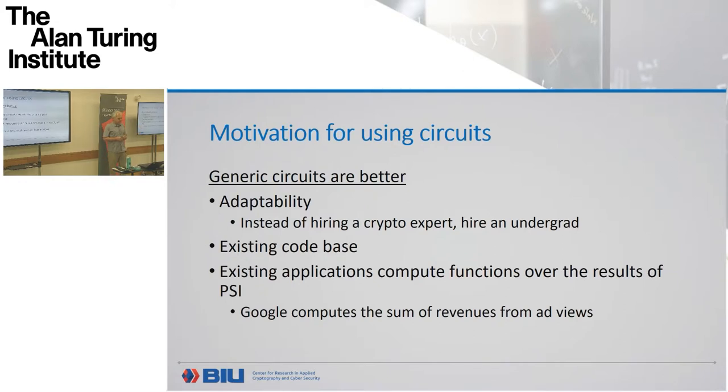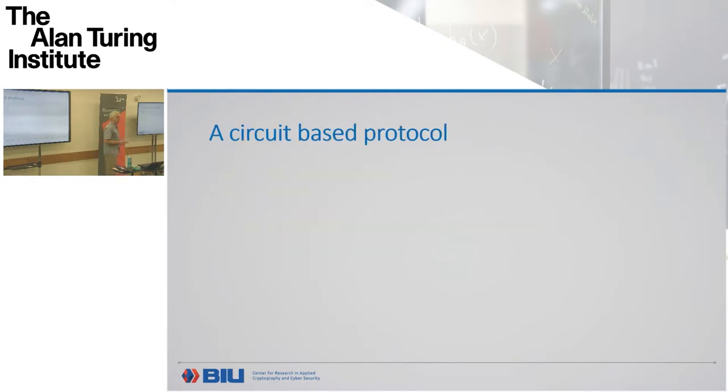And also the existing examples, for instance, computing the ad revenues, they don't compute the intersection itself, but rather, they have revenue for each transaction. They find which transactions are in the intersection, then they sum them up. So this is something that can be naturally done with a circuit, and it's harder to design a specific protocol for that. By the way, you can ask questions, of course, throughout the talk.